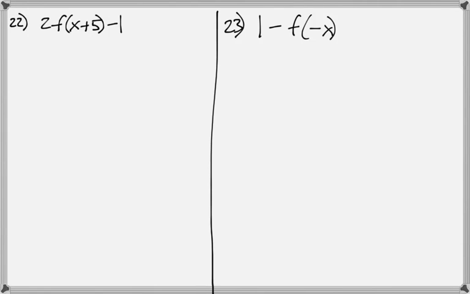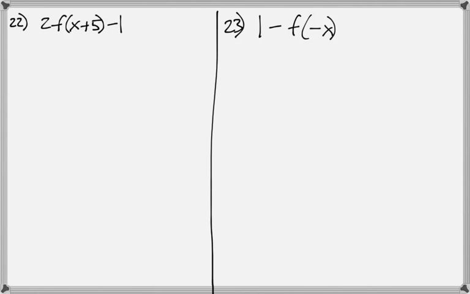Number 22 and 23 say, suppose the graph of f is given, describe how the graph of each function can be obtained from the graph of f. So this is just very generic. It's just a generic function f. They're not telling us if it's x squared or square root of x or x cubed or anything like that. It could be any function.